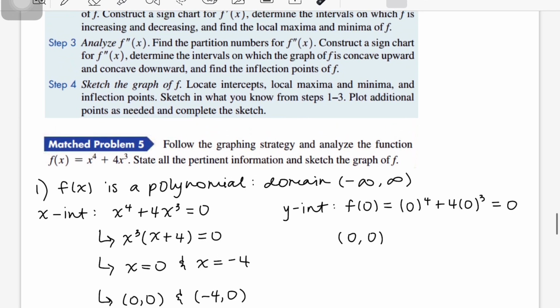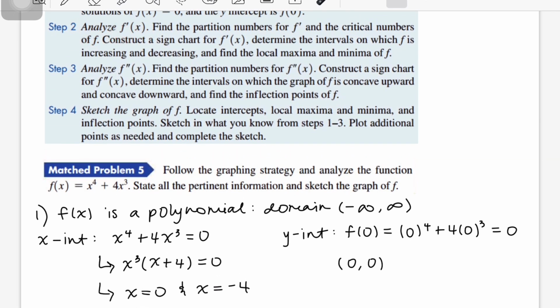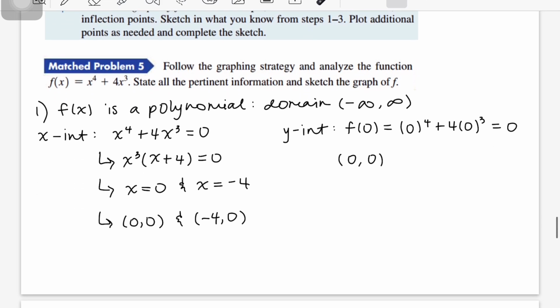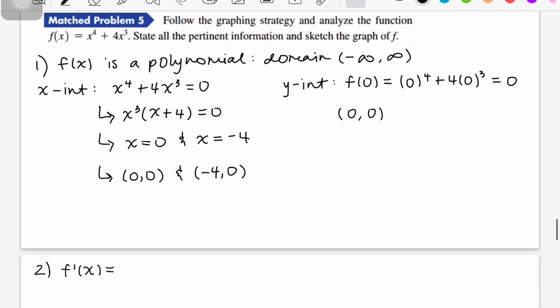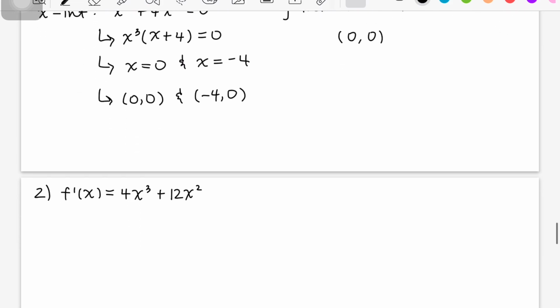All right, so the next thing we're going to do is step 2. So we're going to analyze our derivative. We're going to find the partition numbers for our derivative and construct a sign chart. So we'll take the derivative of our function. So we'll get 4x cubed plus 12x squared, just doing a power rule. And remember, since this is a polynomial, it'll be defined for all real numbers. So we just want to figure out when our derivative will be equal to 0.